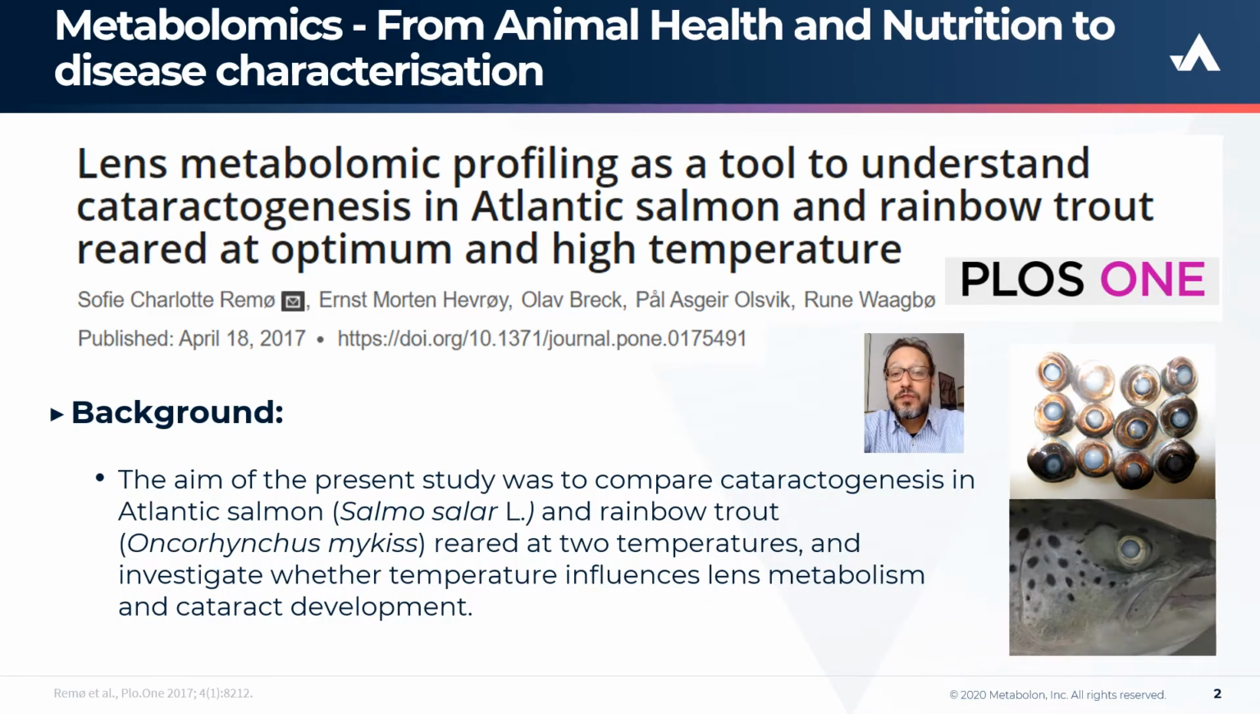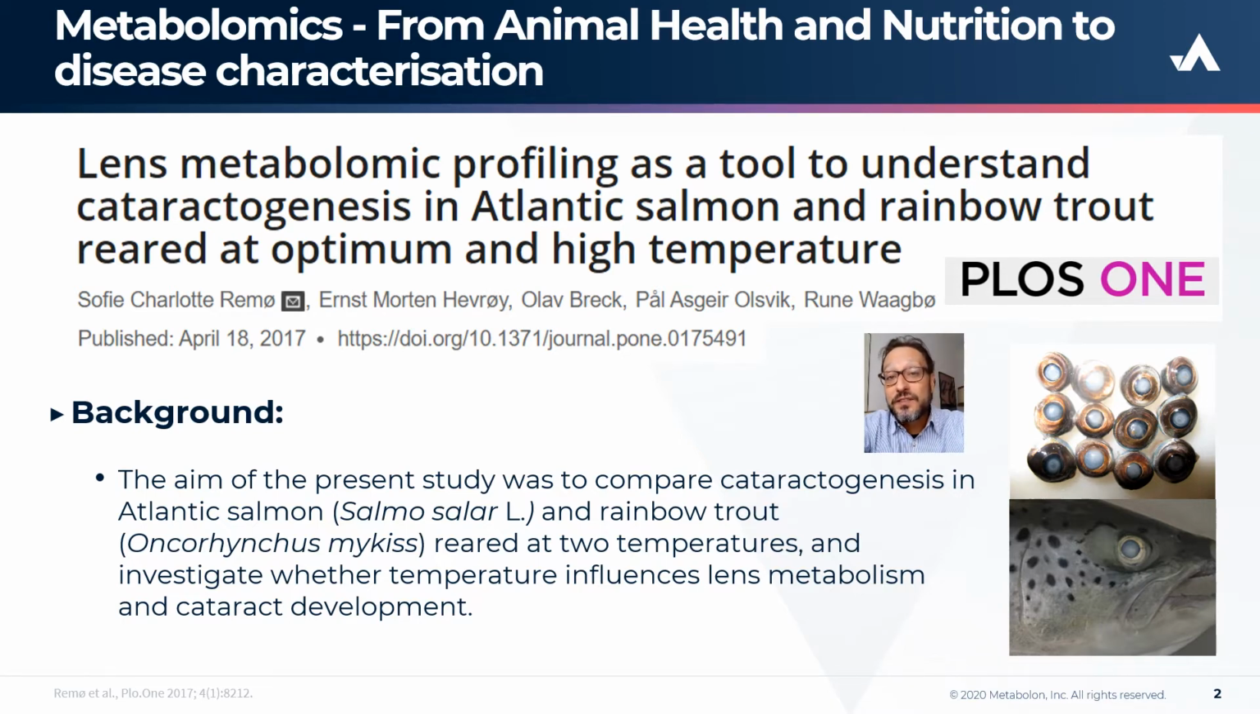So the study was published in PLOS ONE in April 2017 by Rima et al. And the title is Lens Metabolic Profiling as a Tool to Understand Cataractogenesis in Atlantic Salmon and Rainbow Trout Reared at Optimum and High Temperatures. In fact, the researchers examined cataract development in Atlantic salmon and rainbow trout reared at optimum and high temperature.